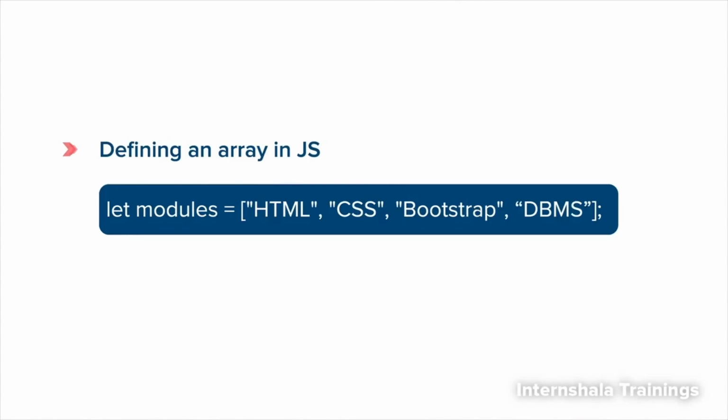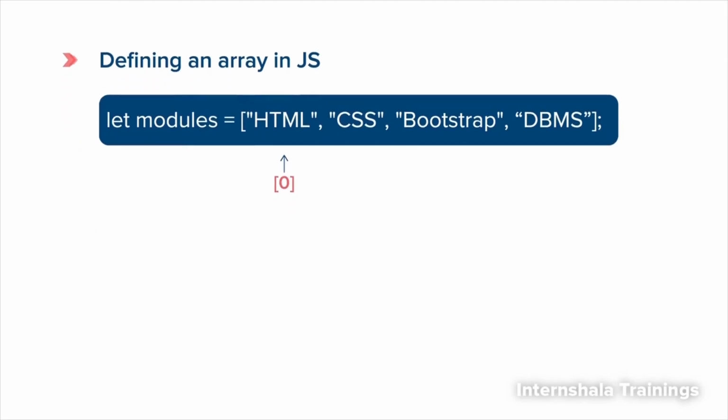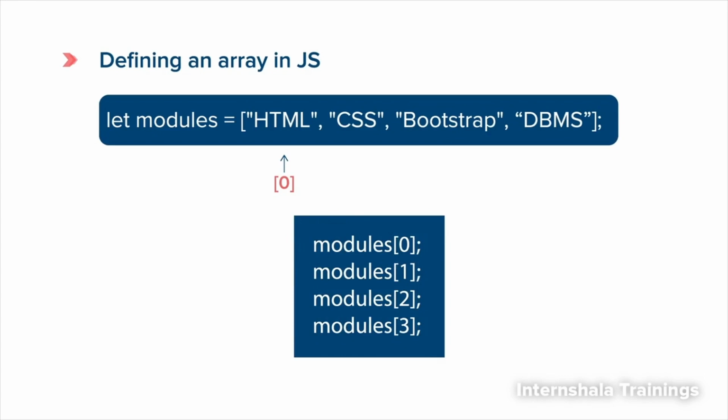Like in PHP, in JavaScript also, each value stored in an array corresponds to a particular array index starting with 0. Again, if we want to access any array element, we do that by using its array index inside a square bracket like this. So, modules[0] will help us access the first array element, HTML. modules[1] will access CSS and so on.